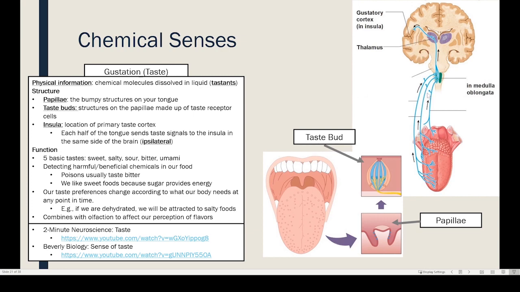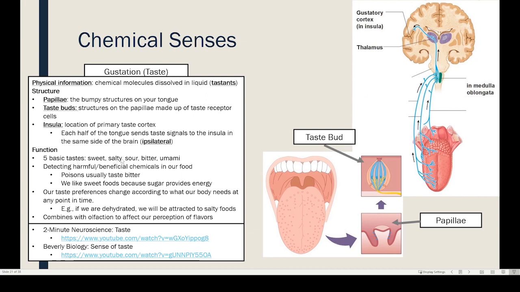One interesting thing about taste is, remember, we've talked about contralateral processing in some of the different senses. In the case of taste, the taste signals that come from each side of your tongue, the left or right side, actually get processed mostly in that same side of the brain. So taste signals from the left side of your tongue will be processed in the left side of the brain. So instead of contralateral, this is called ipsilateral. Ipsilateral is being on the same side.